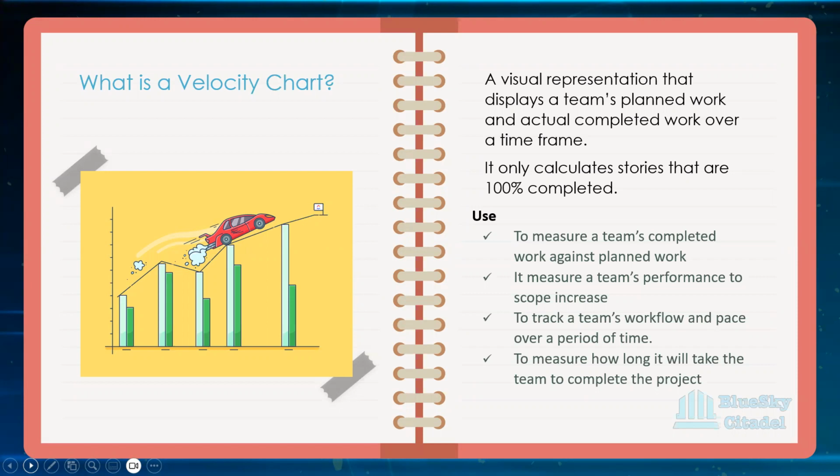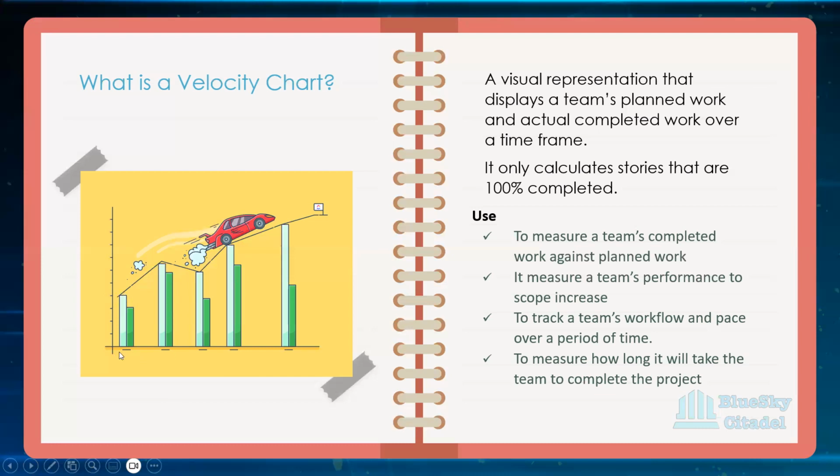Your velocity chart won't calculate what you've done 99.9% complete. It won't calculate it. It only calculates what has been 100% completed. And what you use it to do is you can use it, like I said, to plan, where you use it to measure the team's completed work against what was planned. Okay, so if we look at the graphics here, we're going to go into a sample, but just quickly to look at the graphics here, the light green one was what was planned.